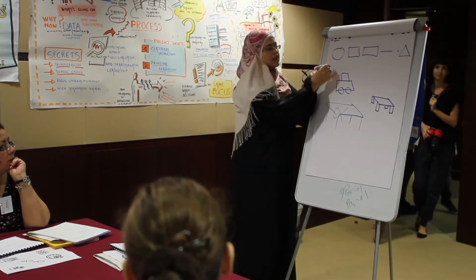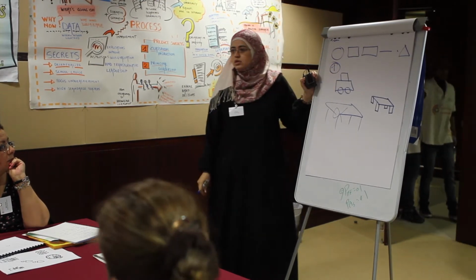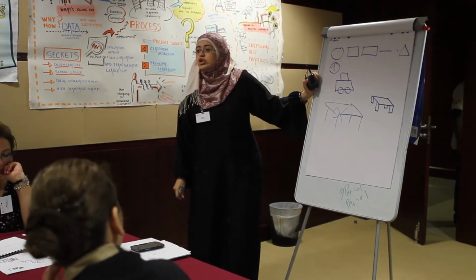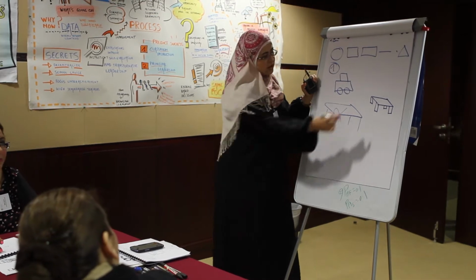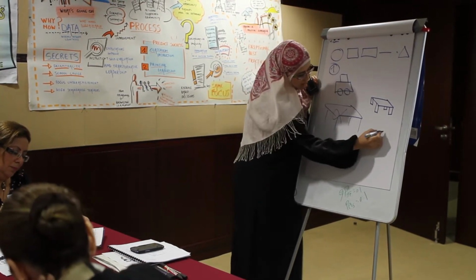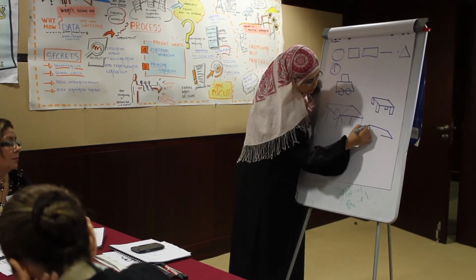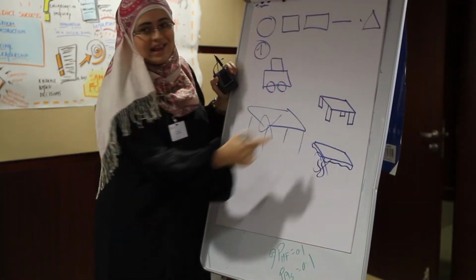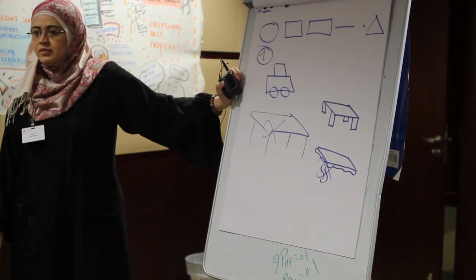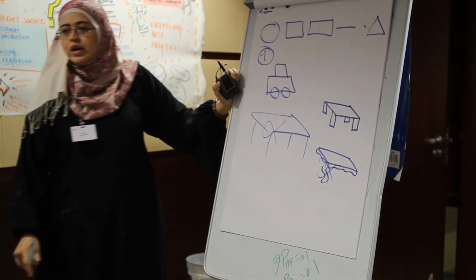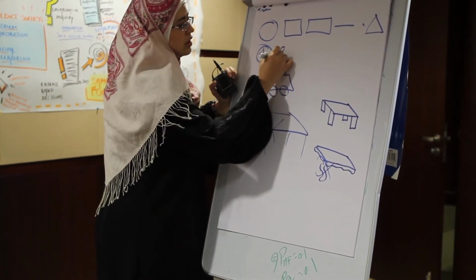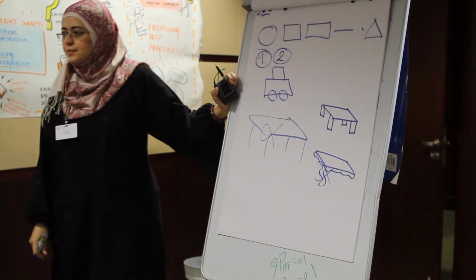So the first one, it should be bold. The second one, it should be simple. So when you are going to draw a table, I wanted to make it as simple as you can. And remember, you are drawing for your 2 years old child, so it is simple.